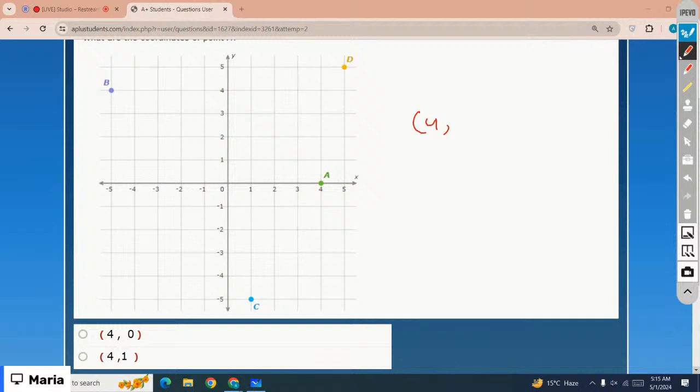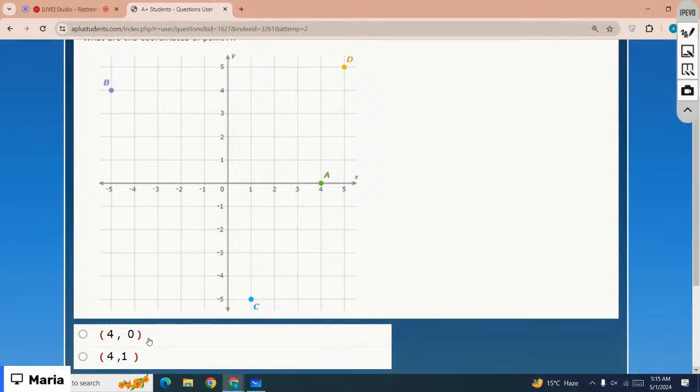The correct option is: on the x-axis all the y values are 0. X is 4 and y is 0. The same is the case for the y-axis. If you have a point like this, in this case the y value is 4 and the x value is 0. So on the x-axis the y values are 0, so that is 4 and 0. Option number 1 is the correct option. Got it?